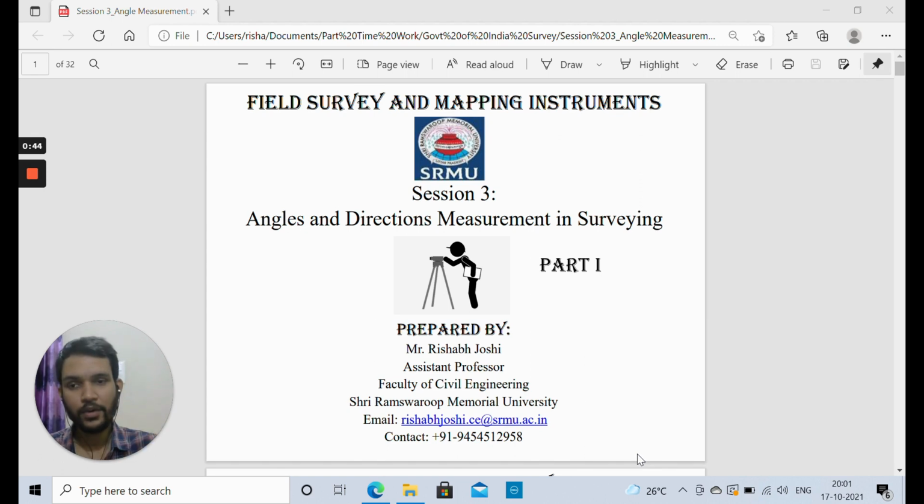That included angle that we are talking about is the angle between those two stations with reference to that station where we are standing. So this is the angle.